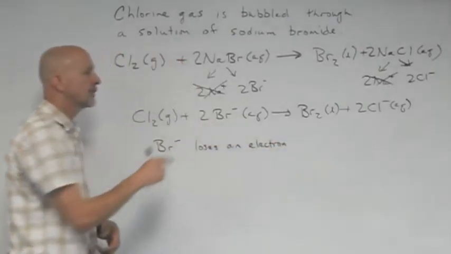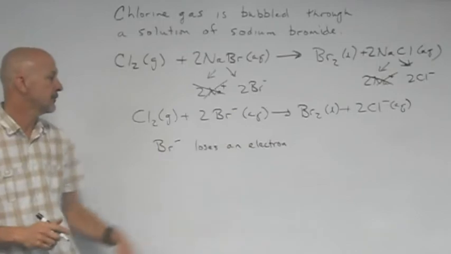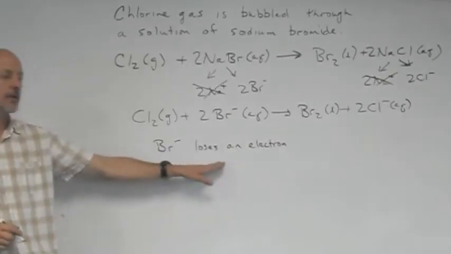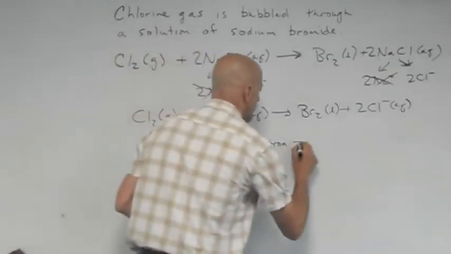Bromide had an extra electron. It no longer has that. It's now neutral. Bromide loses an electron. Losing an electron, we say that is oxidized.